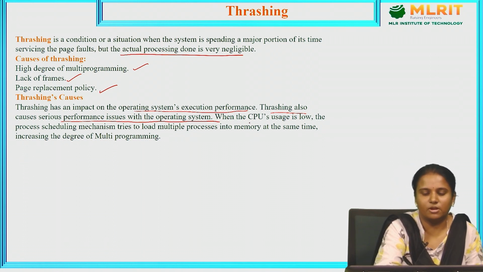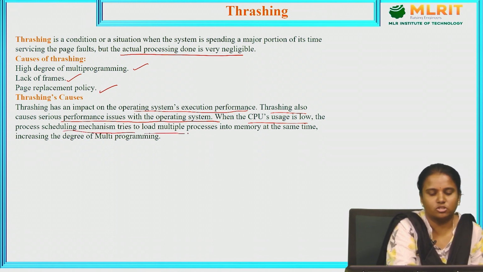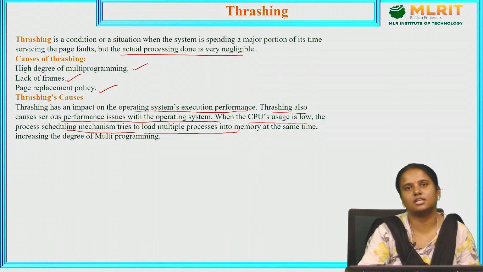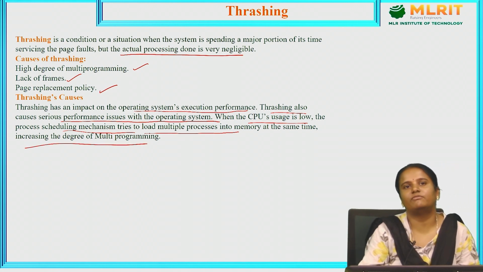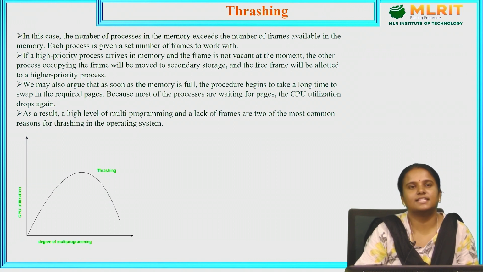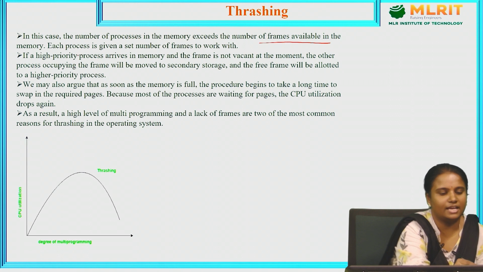When the CPU usage is low, the process scheduling mechanism tries to load multiple processes into the memory at the same time, which increases the degree of multiprogramming. These are the causes of thrashing. So in this case, the number of processes in the memory exceeds the number of frames available in the memory.